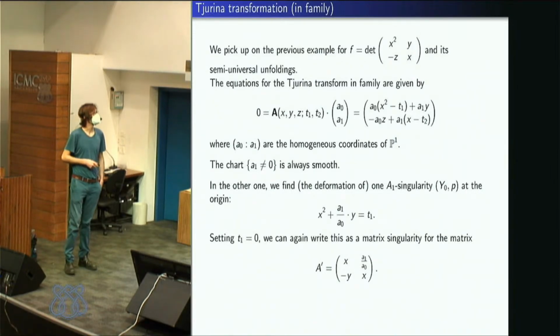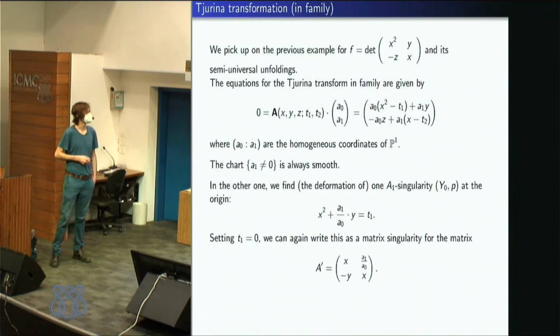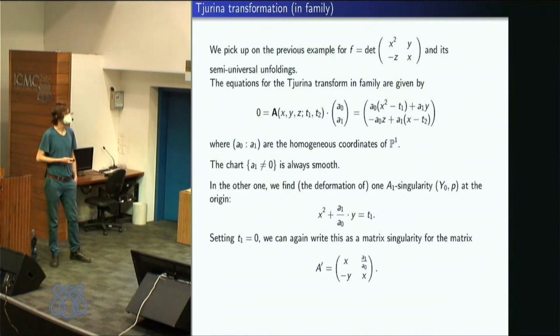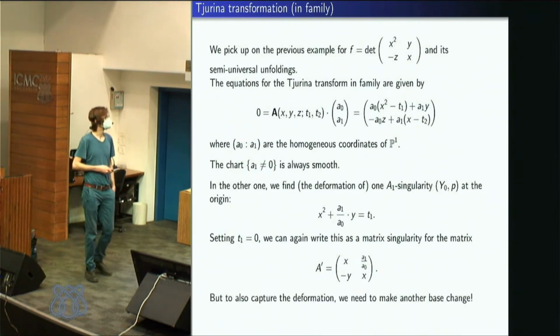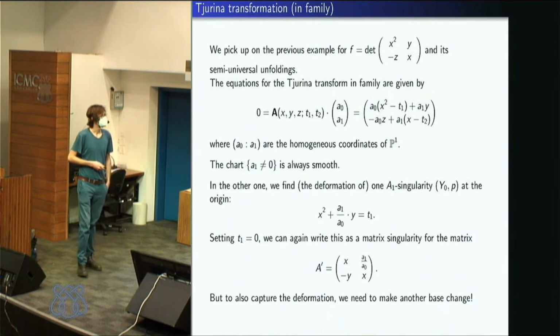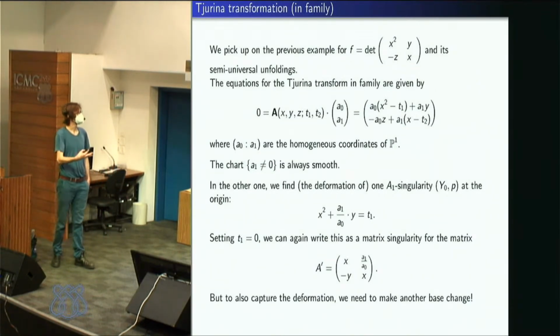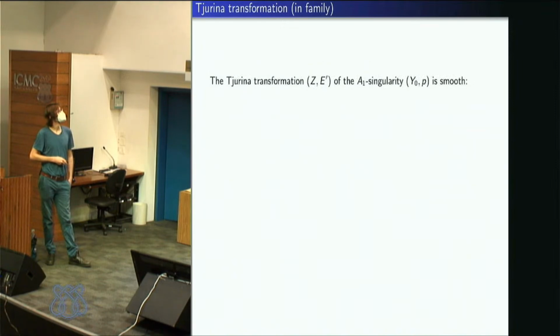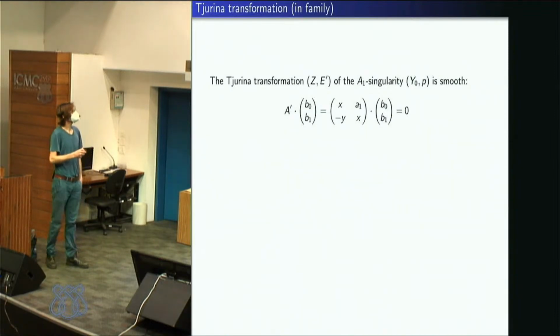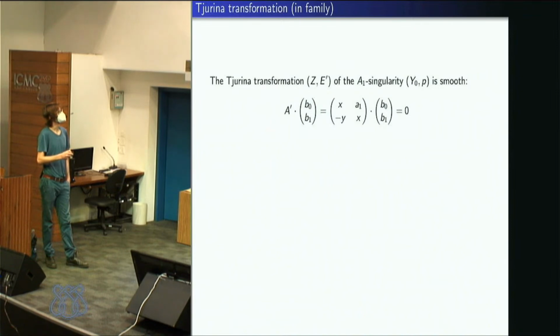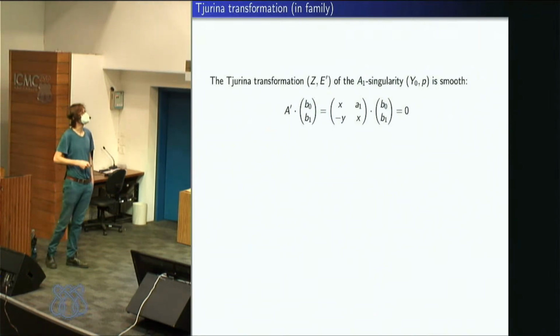And we can repeat this process, writing that singularity as a matrix singularity. We can choose a non-trivial matrix structure and then do the Tjurina transformation again. And this will introduce another necessary base change for the deformations. We will see that in a minute again. So the Tjurina transformation of that A1 singularity is smooth.